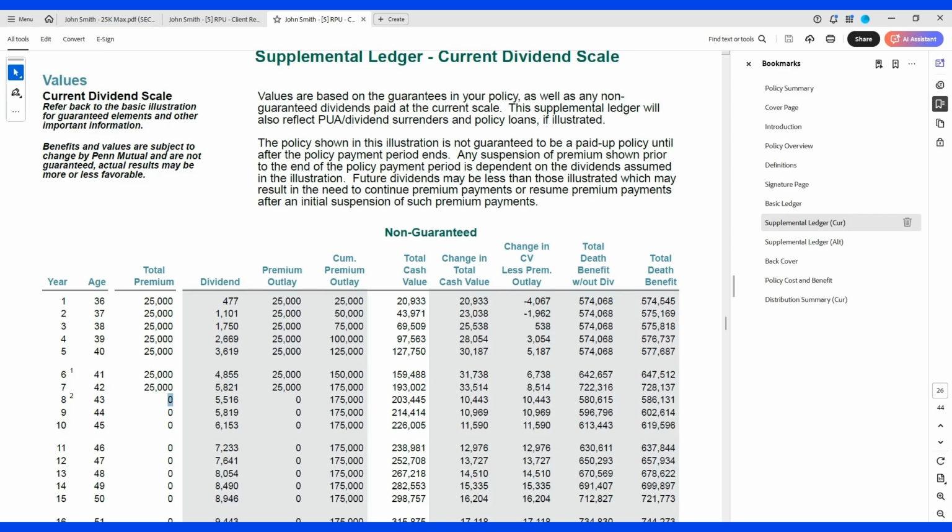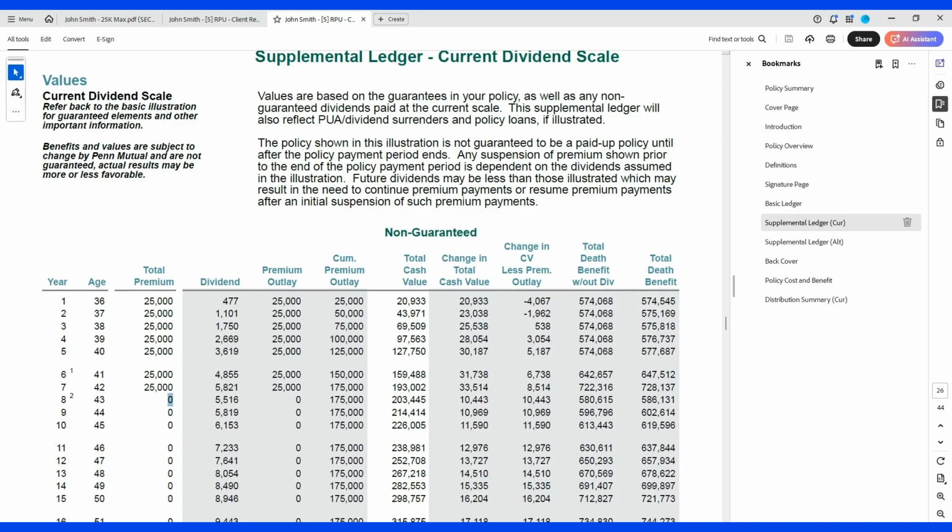You want to take advantage of the time value of compound interest and the way that whole life insurance policies work. The first year is the worst year from a cash value standpoint. It's the least efficient year from a cash value standpoint. And then every year after that gets better.